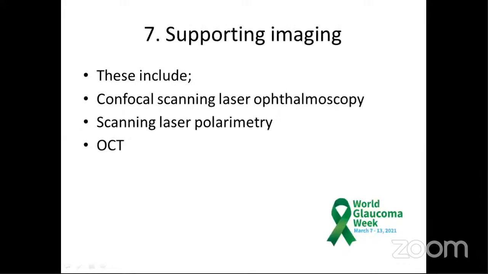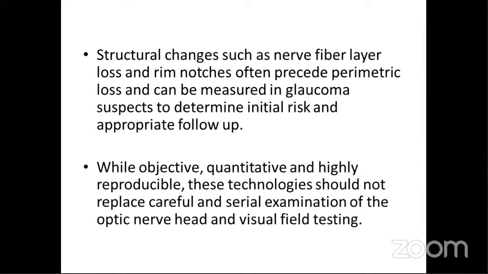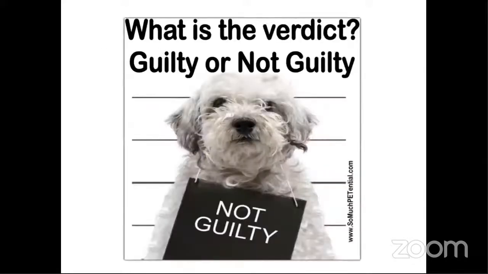Okay, supporting imaging. This includes confocal laser ophthalmoscopy, scanning laser polarimetry, and OCT. They're also important in helping make the diagnosis. However, they're not readily available in most of our environments. Structural changes such as nerve fiber loss and rim notches often precede perimetric loss and can be measured in glaucoma suspects to determine initial risk and appropriate follow-up. So while these technologies are objective, quantitative and highly reproducible, they should not replace careful and serial examination of our optic nerve head and visual field testing.